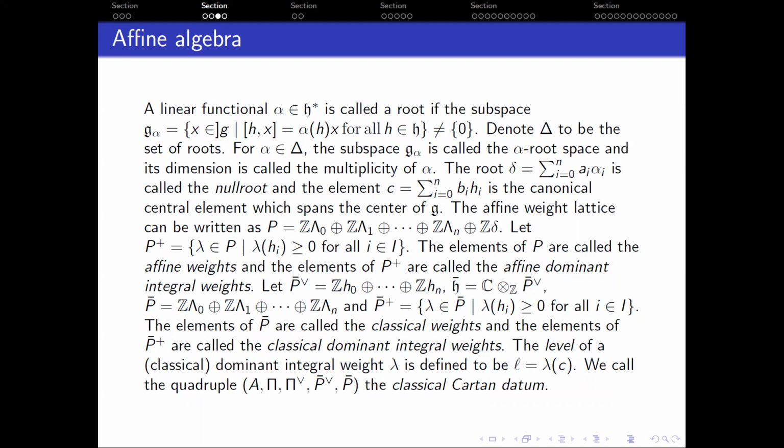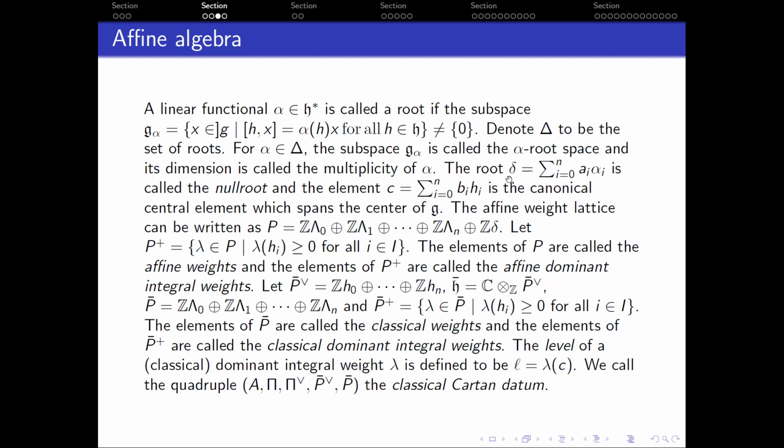We say that a linear functional alpha is a root if the corresponding root space G_alpha, which is defined this way, is non-zero. And the dimension of this root space is what is called the multiplicity of the root. And we will denote delta to be the set of all roots. There are many properties of that. I'm not going to that.